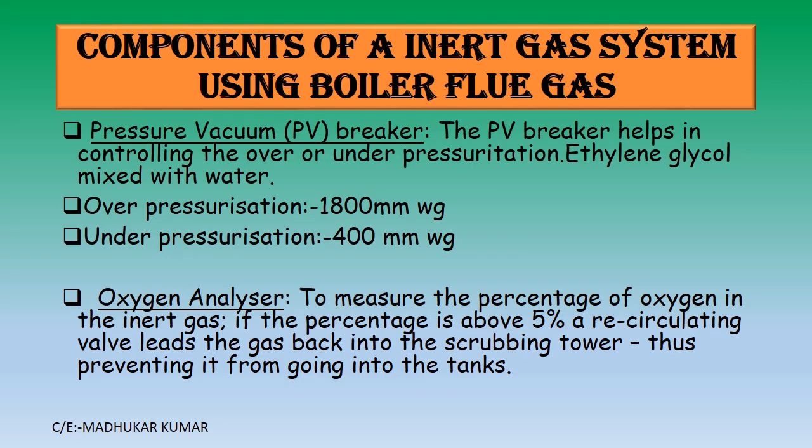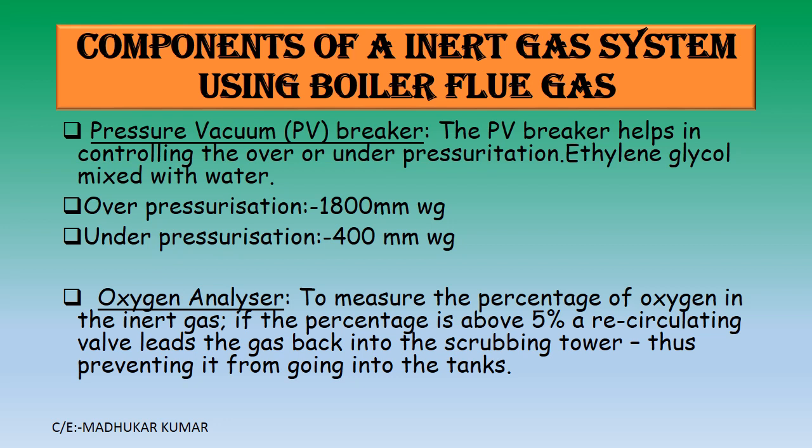Okay, in this slide we are going to see about the pressure vacuum breaker, the PV breaker. This is the only one in the complete IG line. When the PV valves do not work, then the PV breaker will work, and this definitely works, because it is based on water. It helps in controlling both over pressurization and under pressurization. As water is used, if the vessel goes to sub-zero temperature the water should not freeze, so we have an anti-freezing agent, ethylene glycol, mixed with the water.